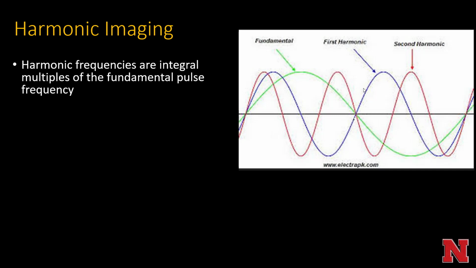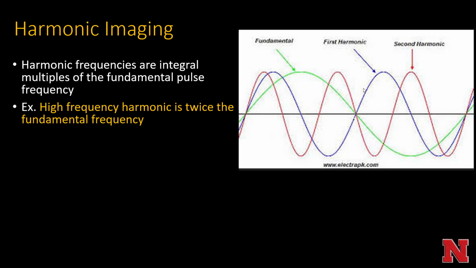Again, we're going over sonographic modes, where the harmonic frequencies, which are integral multiples of the fundamental pulse frequency, are specifically imaged. For example, a high frequency harmonic is twice the fundamental frequency. You can have one that's 3 times the fundamental frequency, 4 times the fundamental frequency, etc. This is a graphical representation of the fundamental frequency, the first harmonic, second harmonic, etc.